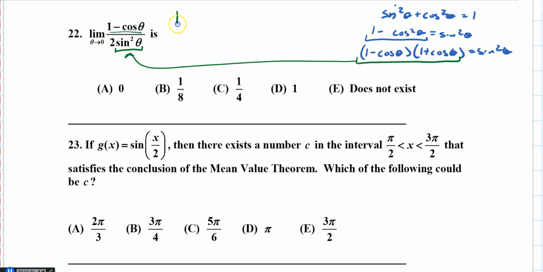So if we rewrite this, the limit as theta goes to 0 of (1 minus cosine theta) over 2 times (1 minus cosine theta) times (1 plus cosine theta). And those are going to cancel now. And I'm left with the limit as theta goes to 0 of 1 over 2. Oops. Sorry, I canceled the wrong thing a second ago.